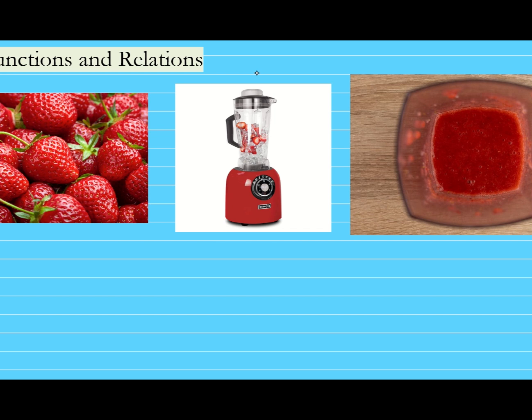So the strawberries we have right here on the left, I will call that our input, because of course we'll put that into the blender. The blender, let's just call it our engine. Just bear with me for a moment. And then this one, I'll call that our output.